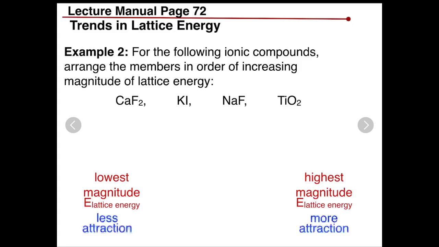According to the Coulomb equation, the one with less magnitude of lattice energy would be the one with less attraction between the two ions. The one with the highest magnitude would be the one with the most attraction between the two ions. So in this case, you will need to look at two things. The first is the ion size, and the second is the ion charges. Okay, so we already saw this before.